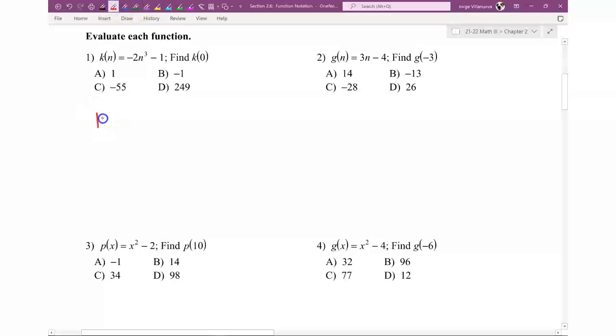So k of 0 means you're going to plug in a 0 everywhere you see the variable, okay? So it's going to be negative 2 times 0 to the third minus 1. Now, negative 2 times 0 to the third is just 0. And negative 2 times 0, well, that's just 0. And 0 minus 1 is negative 1. So your answer is B.